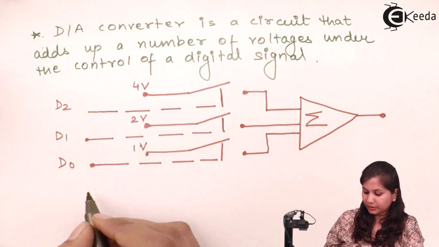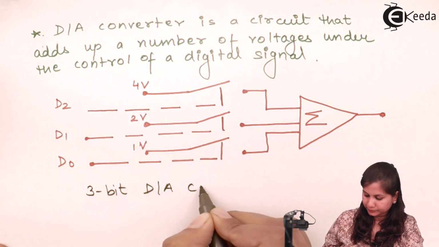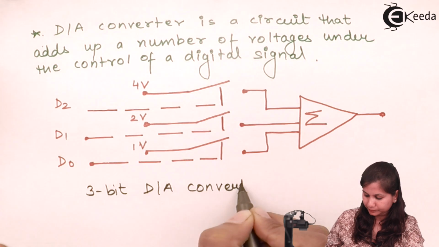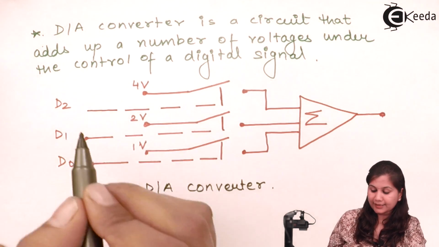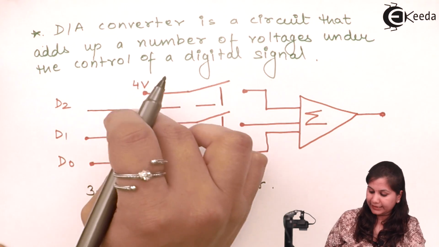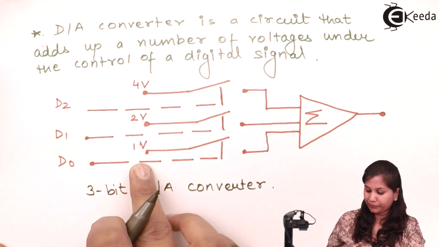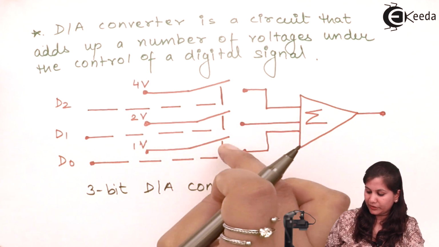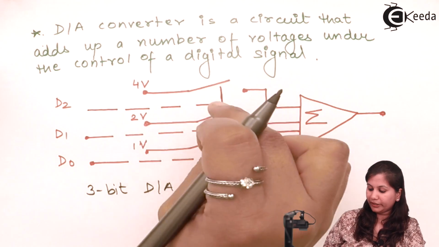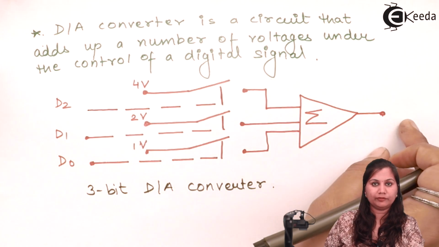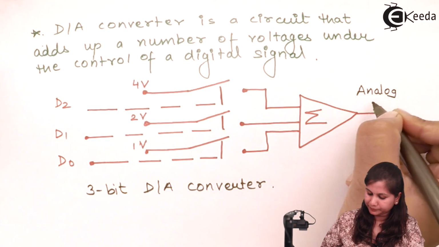So this is a 3-bit D2A converter. We are getting three bits as our input, and these 3 bits are either 4 volts, 2 volts or 1 volt. So these are the switches here. According to the switch which is closed, the analog signal will be generated. Here we will get an analog output.